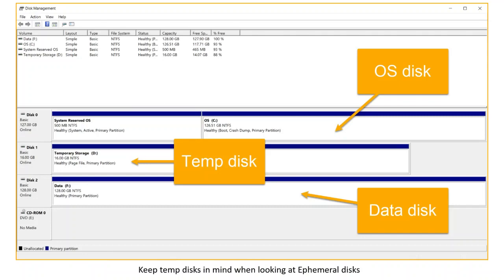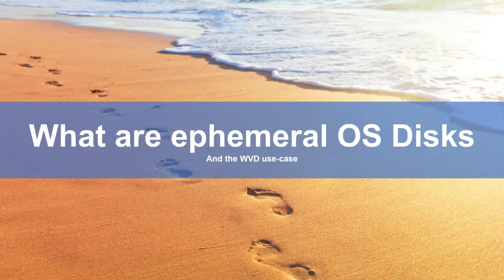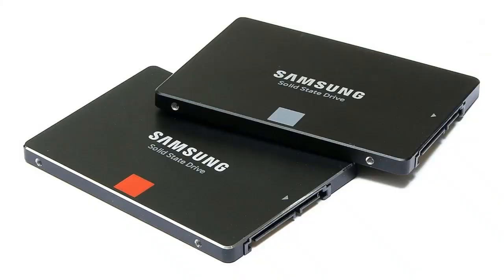So what are ephemeral OS disks? The WVD use case, we talked about that a little bit already, but what do you need? Or better said, what are ephemeral OS disks based on? What is the technology that these disks use and need underwater? And of course, the pros and cons, what to look out for, what to take advantage of, those types of things.